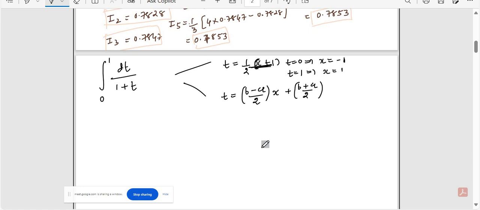Substitute your a and b here. If you substitute, we get (1 minus 0) by 2 into x plus (1 plus 0) by 2. That gives you 1 by 2 x plus 1 by 2. If I take 1 by 2 outside, this will be x plus 1. So there are two ways: you can go with this formula to get the substitution, or you can use the trial and error method and you will also get your t. Clear, everybody?